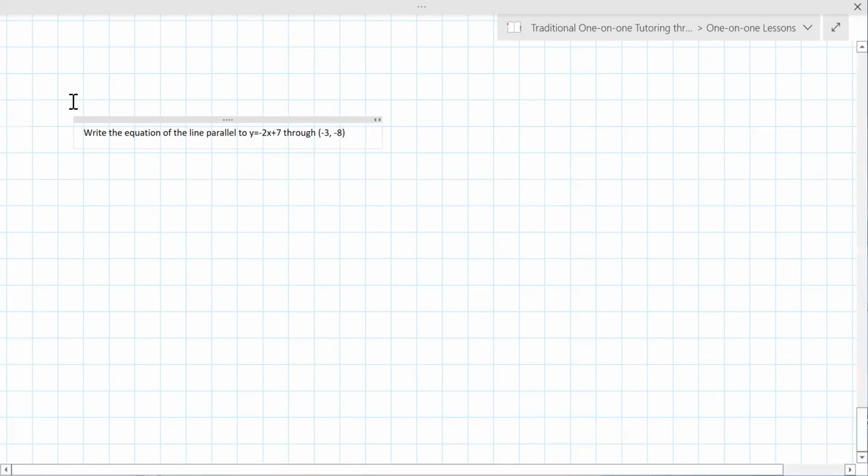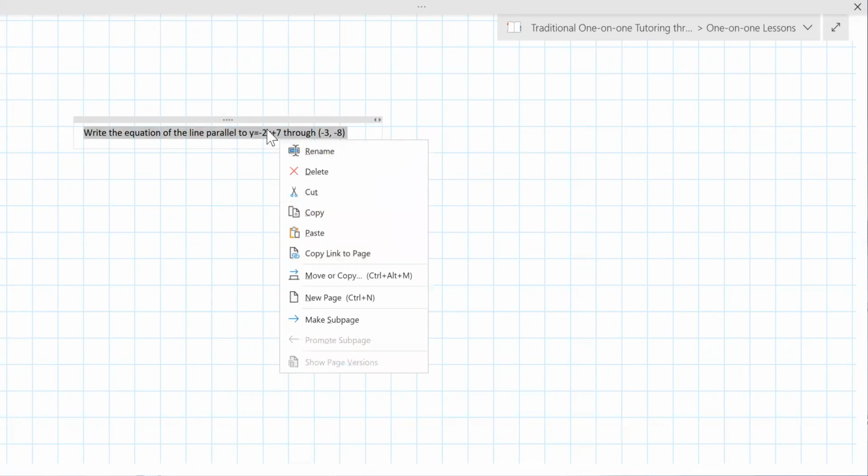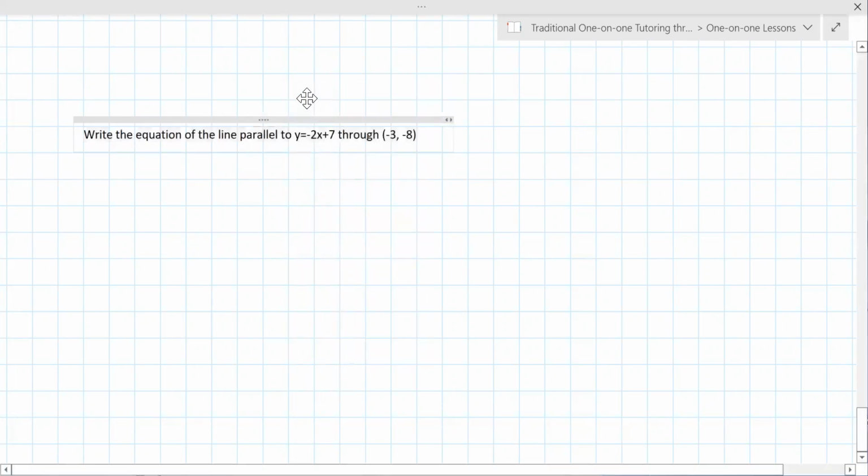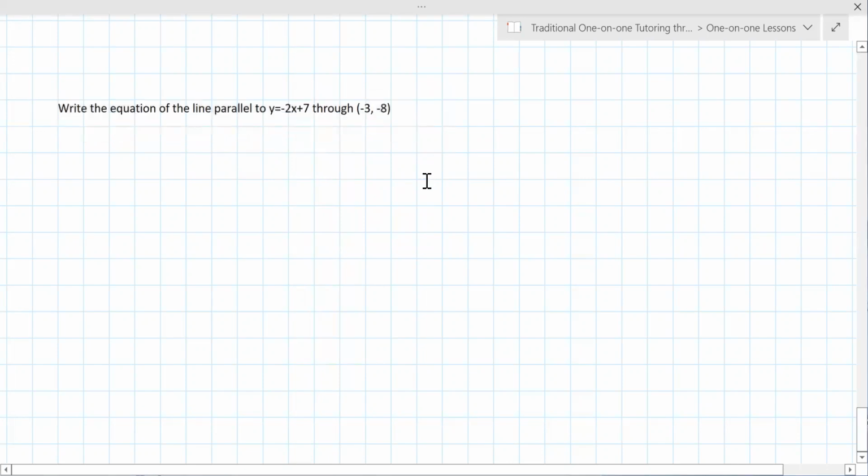I kind of stepped you through that one. So it'll say, let me type this here so that I can copy it for the next one. Write the equation of the line parallel to y equals -2x plus 7 through -3, -8. This is the problem that you would be given. Just make it a little bigger. All right. Is that easy enough to see? Yeah, that's cool.